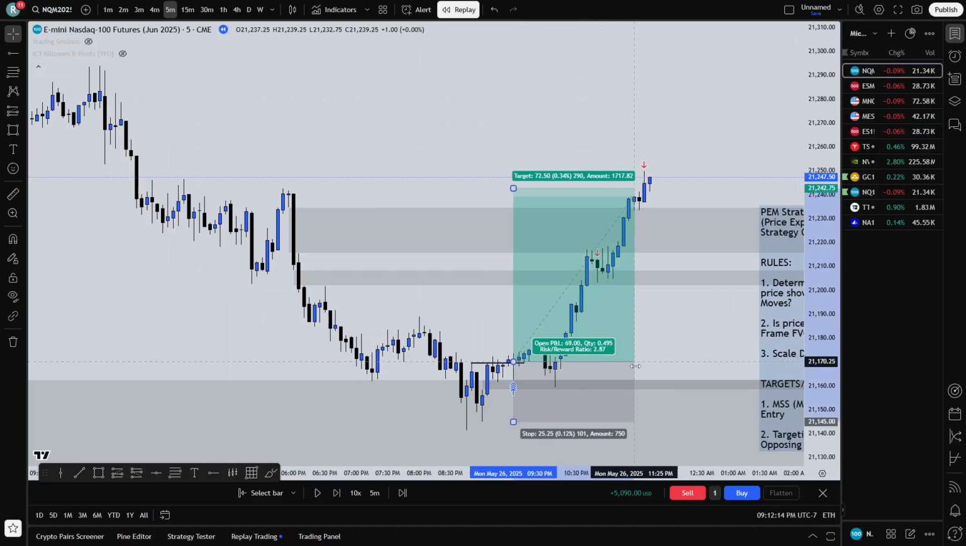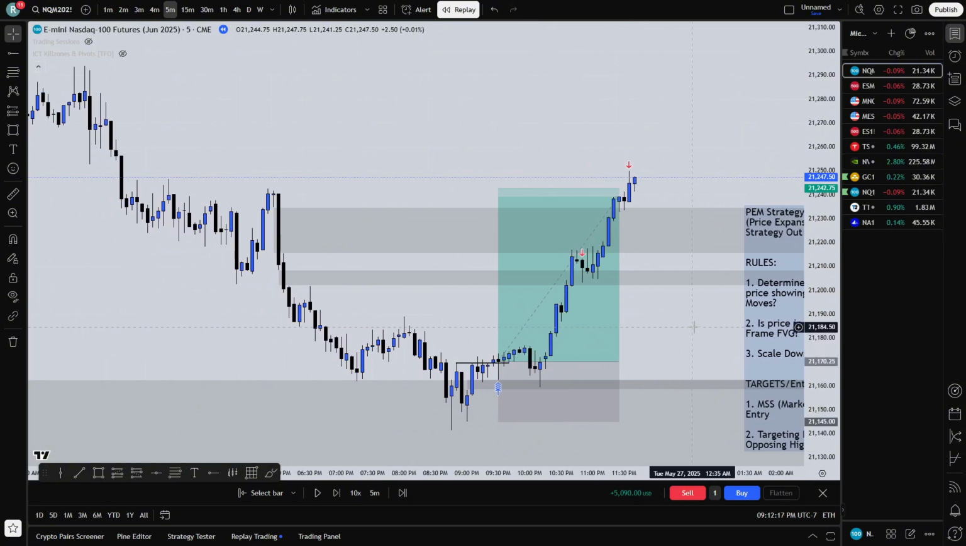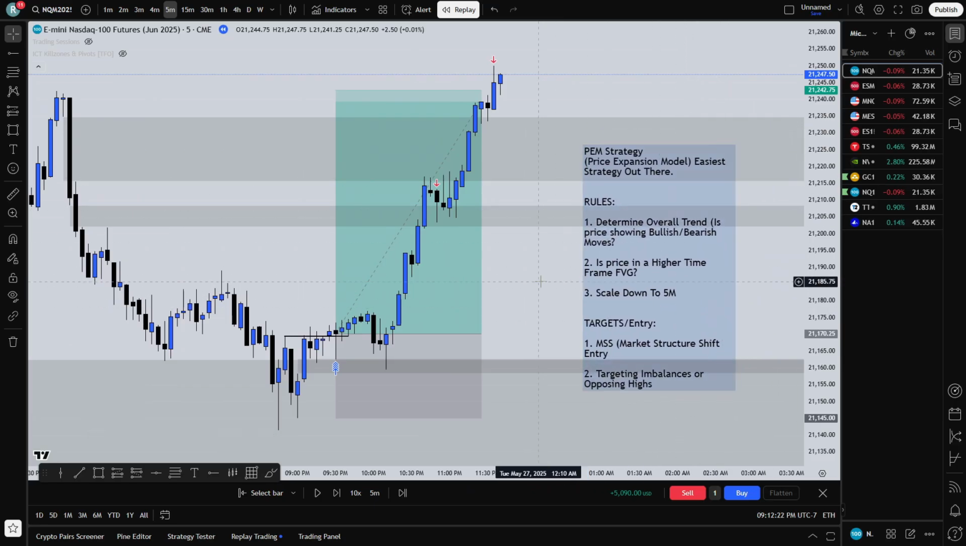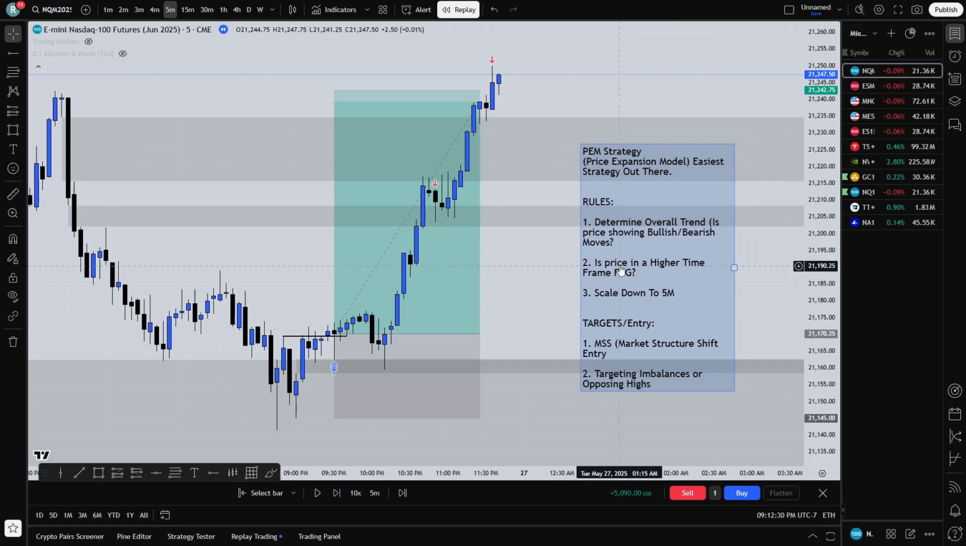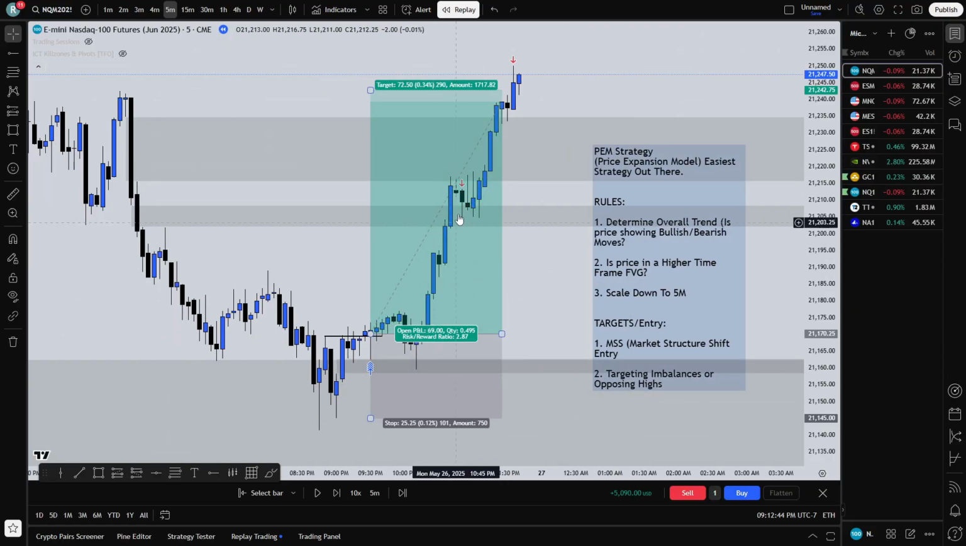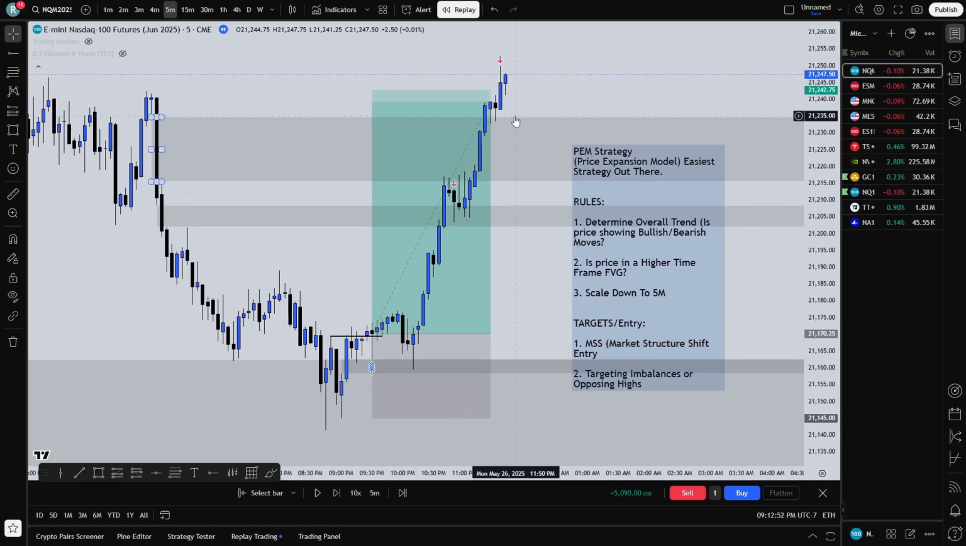So that will be around a 1 to 2.87 risk reward. Nothing too crazy. However, this is the easiest strategy out there, and we're simply determining the overall trend. Is price showing bullish or bearish moves? Okay. Is price in a higher time frame fair value gap? Scale down to the 5-minute. Pretty simple. Your entry is going to be a market structure shift, targeting imbalances or opposing highs. We have two imbalances here: targeting our first one for a partial, and the second one up here for full profit. That is your trade. Pretty simple.